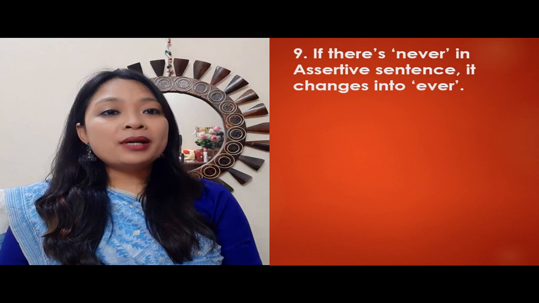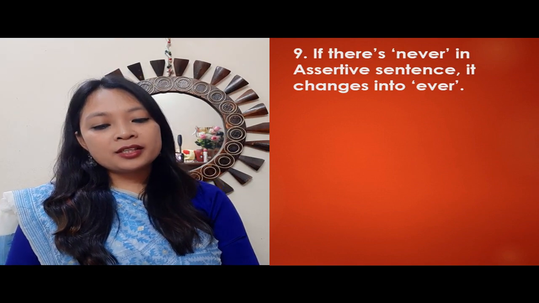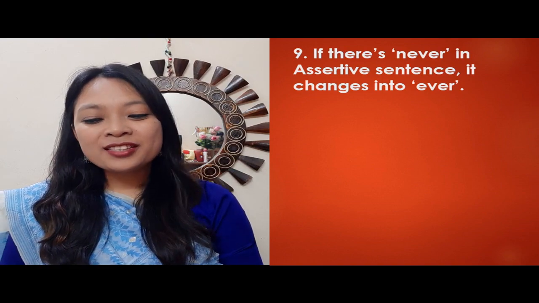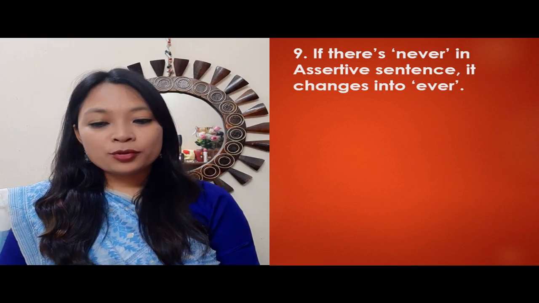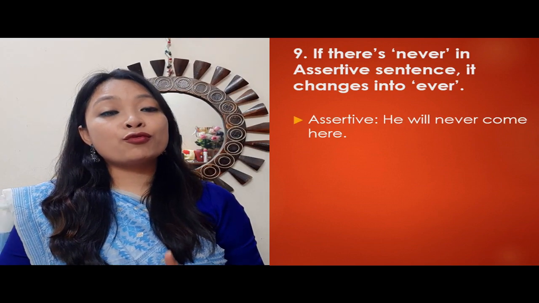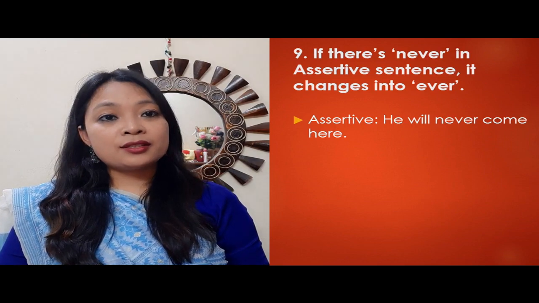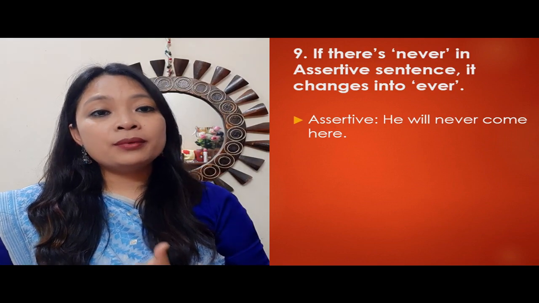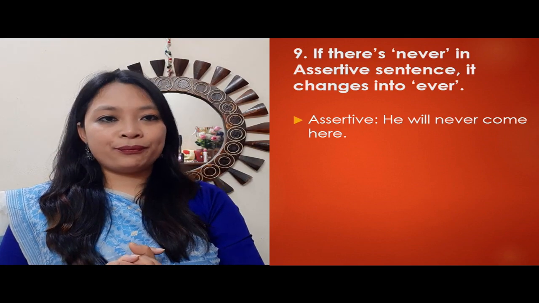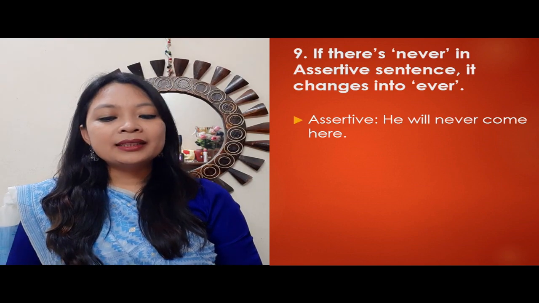So, rule number 9. If there's never in an assertive sentence, it changes to ever. Sorry, dear boys, these are almost similar. So here you have some more examples of changing sentences. If we have never in our affirmative sentence, while changing the sentence into interrogative, then we have to write ever instead of never.